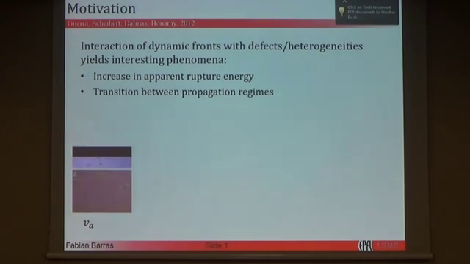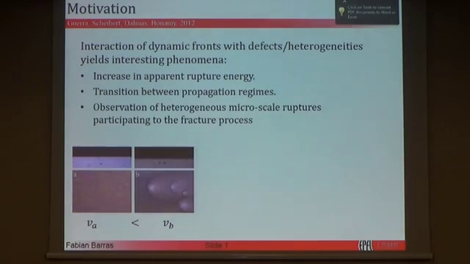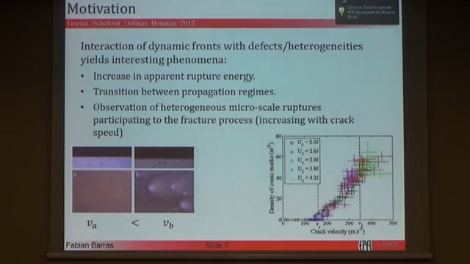And the last inspiring work is from a French group who studied the dynamic rupture of PMMA. So here you have the post-mortem view of the fracture plane, and you can see it's quite homogeneous, but as you increase the speed, you can see the appearance of these conic marks. So you have heterogeneous macro-scale ruptures that are participating in the fracture process. And what is interesting is that here you have a graph where they measure the density of these conic marks versus the crack speed.